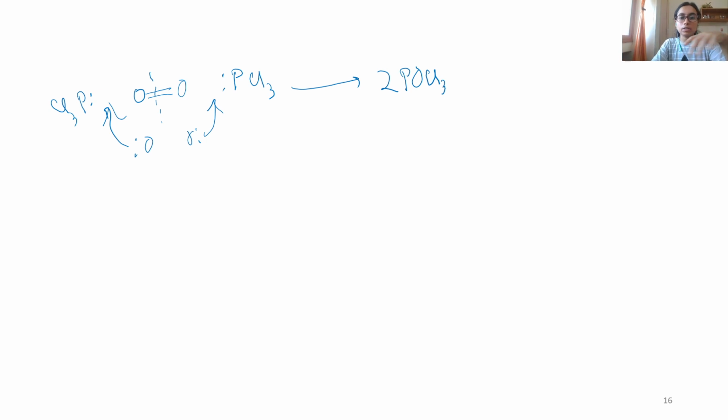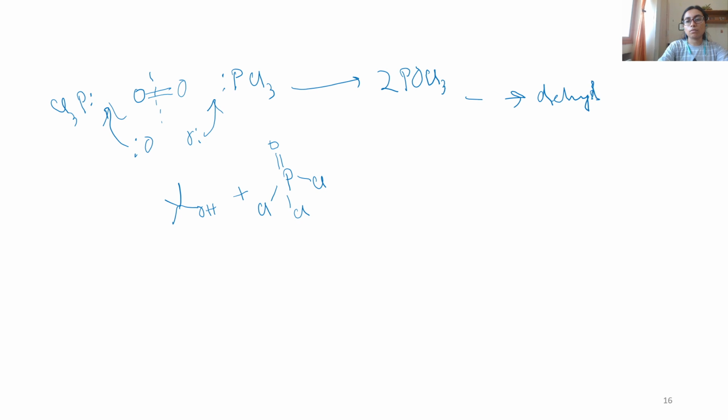This POCl3 has several applications. It can act as a strong dehydrating agent. For example, to remove the OH from an alcohol and convert it to an alkene, we can use POCl3. So how will we use that? For example, this is the alcohol. Then this is used as the dehydrating agent.